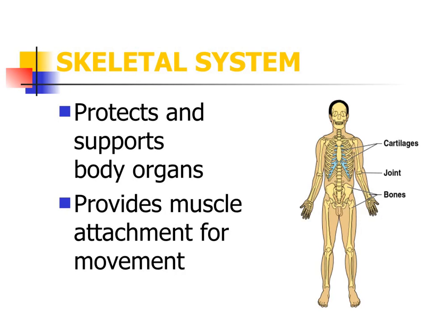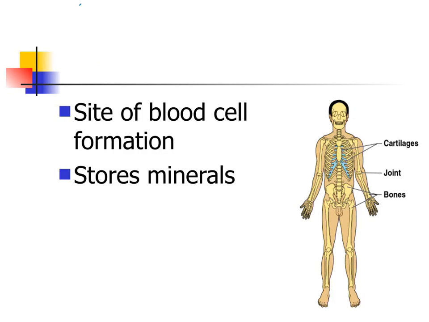Next is the skeletal system. Its job is to protect and support the body organs, and it provides muscle attachment for movement. It is also a site of blood cell formation, and it stores minerals such as calcium and phosphorus. Organs that belong in the skeletal system are cartilage, joints, and bones.